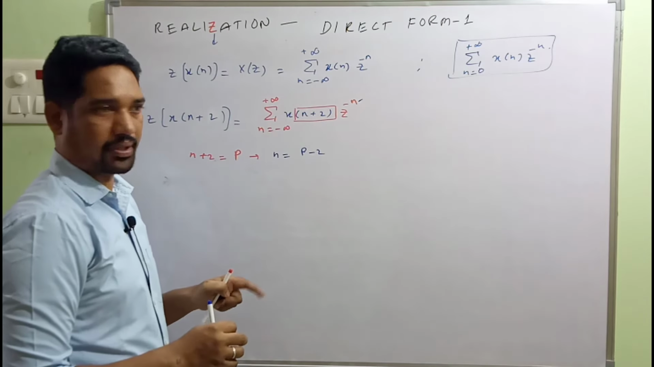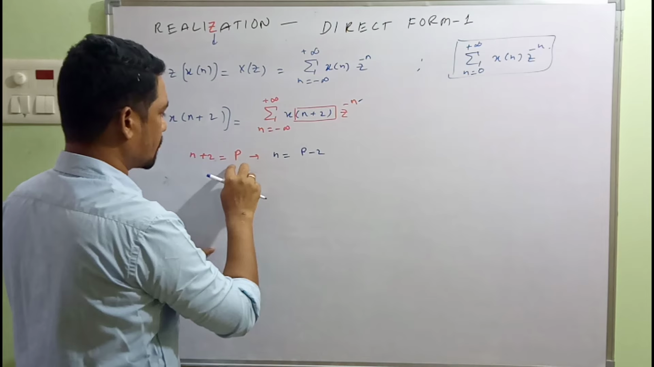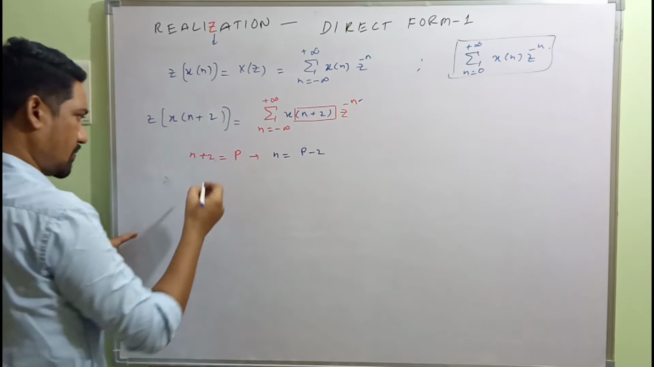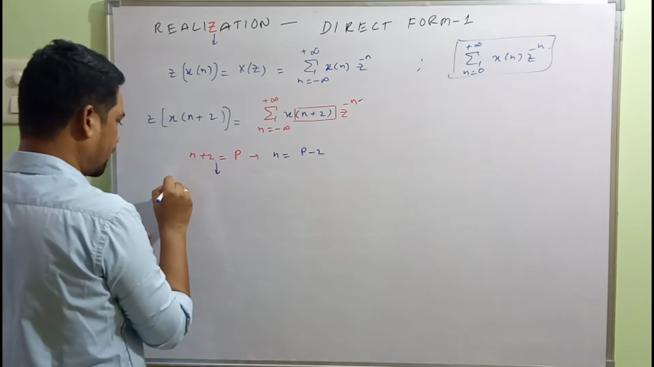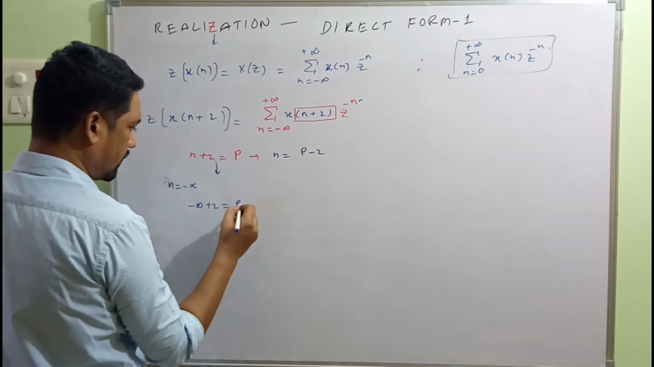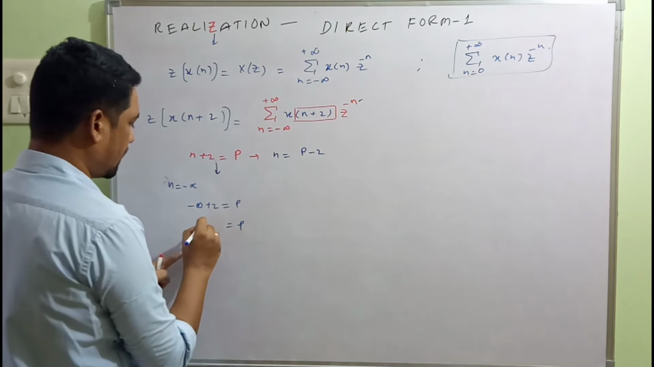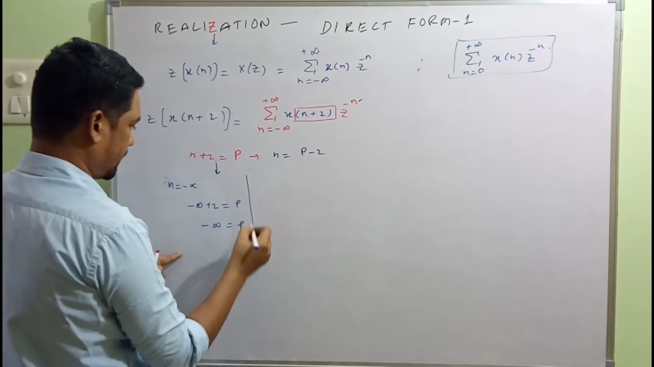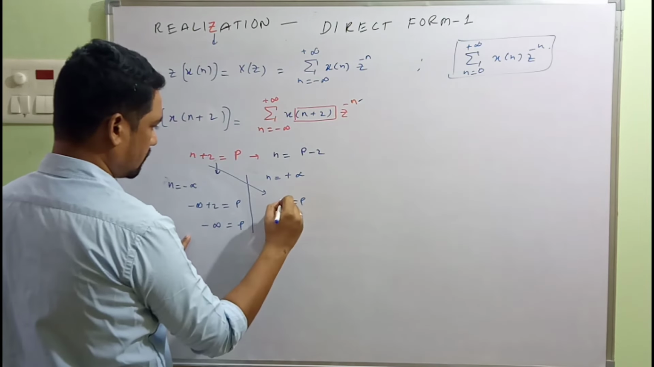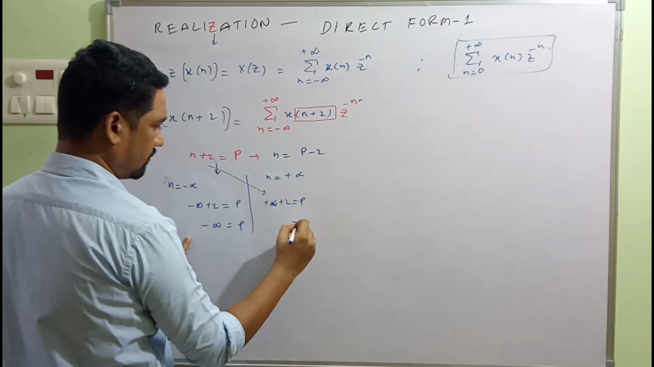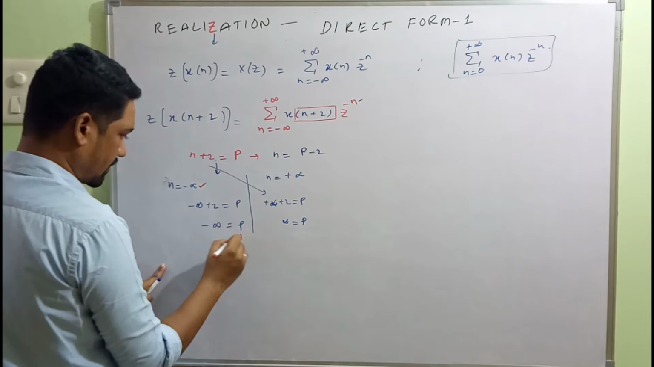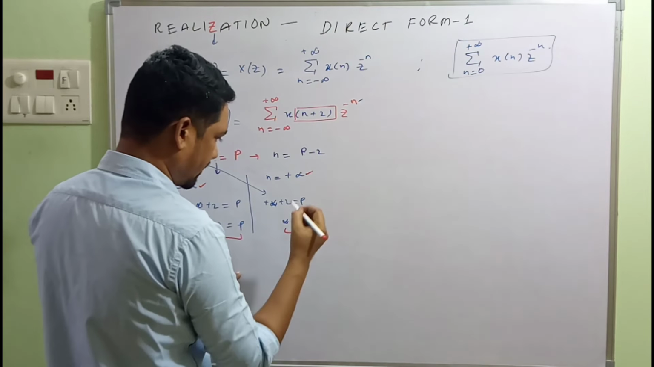In maths, when we go for substitution with n plus 2 equal to p, there will be a change in the limits of summation also. When n starts from n equal to minus infinity, p equals minus infinity plus 2, which leads to minus infinity. That's for the lower limit. And when n equal to positive infinity, p is equal to plus infinity plus 2, infinity plus any value is infinity. So when n starts from minus infinity, p also starts from minus infinity. When n goes to positive infinity, p also goes to positive infinity.